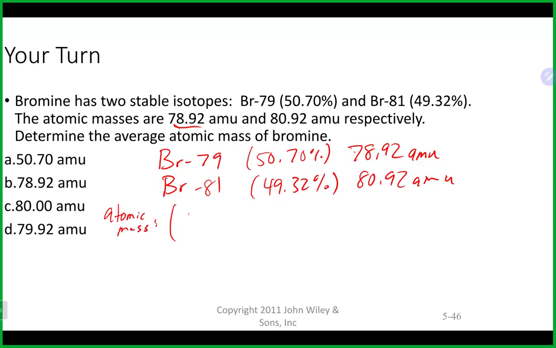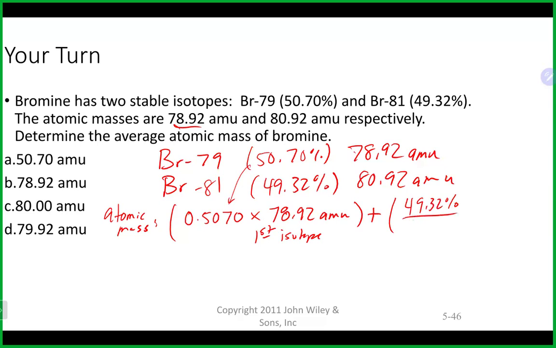is going to be, again, I'm going to move the decimal point on the first one 2 places to the left, converting that percentage into a decimal. And I'm going to times it by the atomic mass of our first isotope. Again, we're going to add, not multiply here. And on the second one, if you want, I will divide by 100%, which again will move the decimal point for you. It's your call whichever way you want to do it, but you do need to do one of those ways to get it into a decimal form.